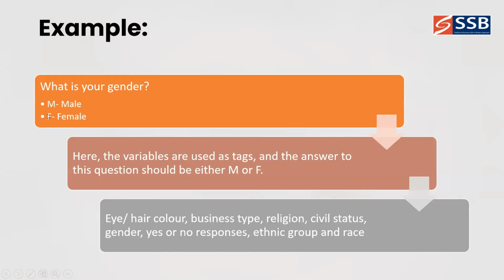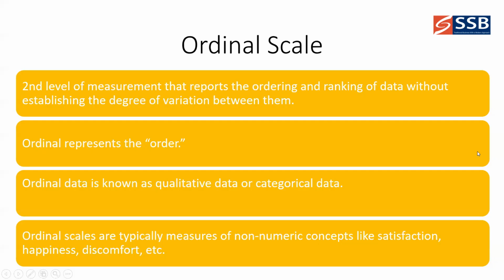So for example, I've given you gender. Here the tags could be M or F. There are a few more examples: eye and hair color, business type, what religion you belong to, civil status, yes or no responses, the ethnic group and the race you belong to. All these come under your nominal scale.